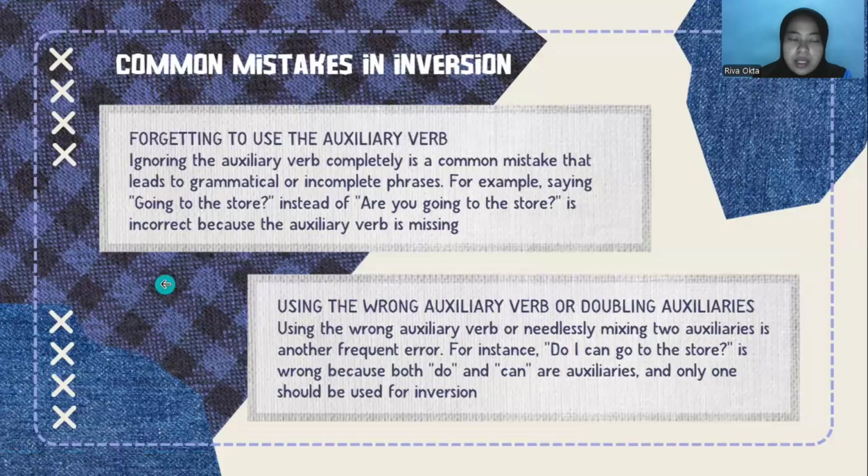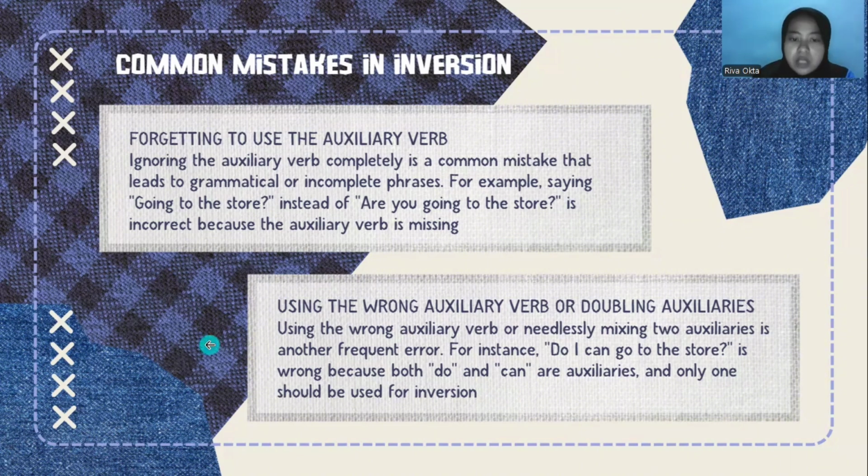And next, common mistakes in inversion. The first mistake is forgetting to use the auxiliary verb. Ignoring the auxiliary verb completely is a common mistake that leads to ungrammatical or incomplete phrases. For example, saying going to the store instead of are you going to the store is incorrect because the auxiliary verb is missing.